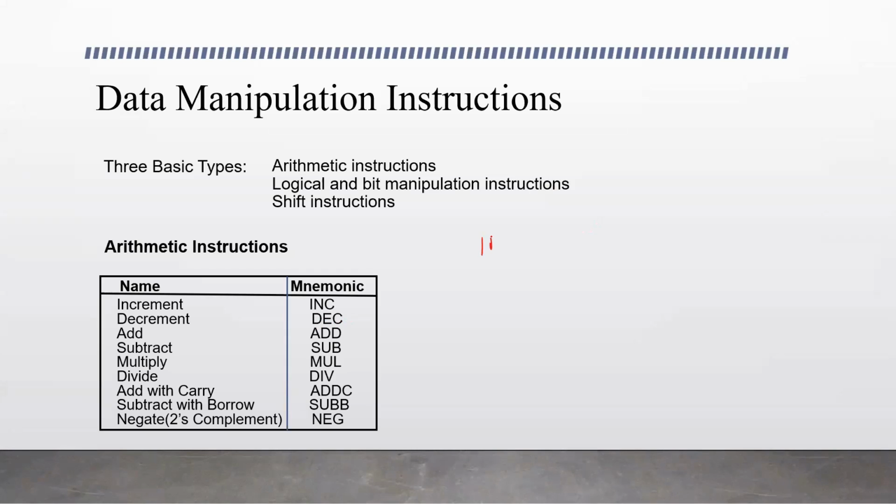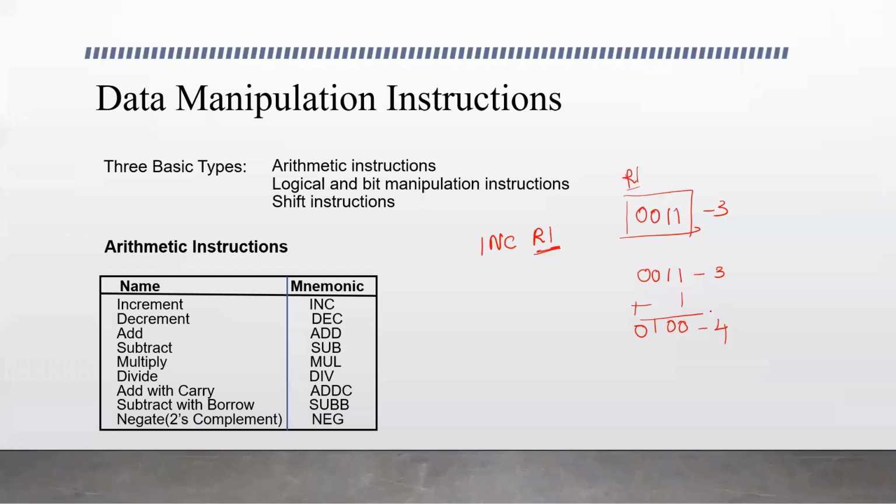Suppose the instruction given is INC R1, the register R1, and R1 has the data 0011, which is 3. When this instruction is written, it takes the content of register R1 and increments it by 1. 0011 plus 1 gives 0100. So 0011 is 3, and when you increment by 1, you get 4.